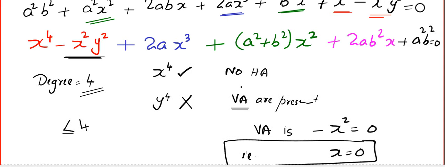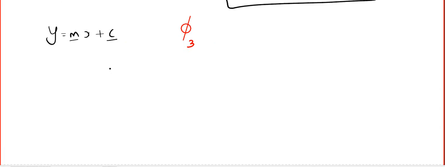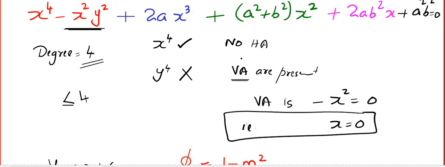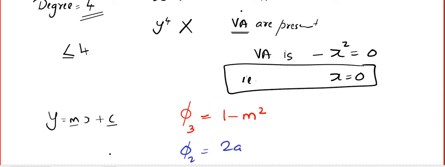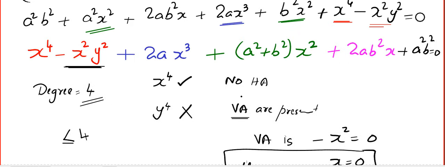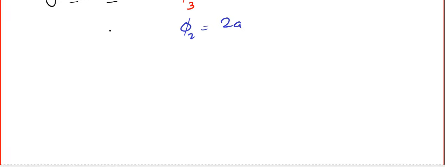Phi 3 means put 1 for x in the highest degree terms. So that will be 1 minus m². Now comes phi 2. So only one thing, and there is no y. So phi 2 is equal to 2a. Now comes phi 1. Again you have to put x equal to 1. So phi 1 is equal to a² plus b².